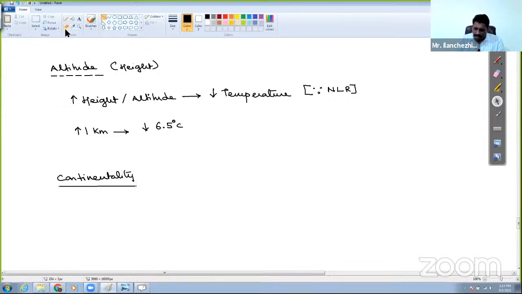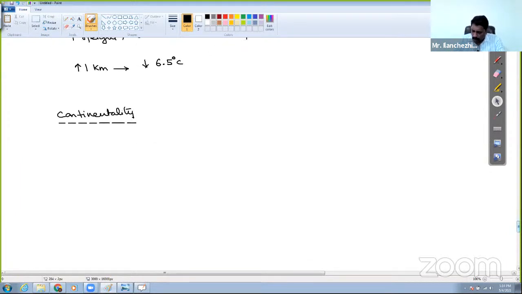So when I talk about continentality, it is simple, my friend. I'm just going to give you a very simple but very important statement. Somewhere you can write it: water maintains temperature, my friend. Water maintains temperature.